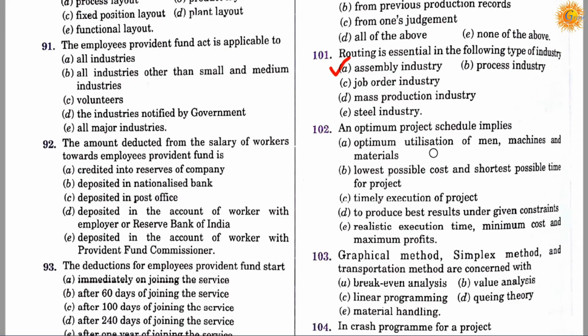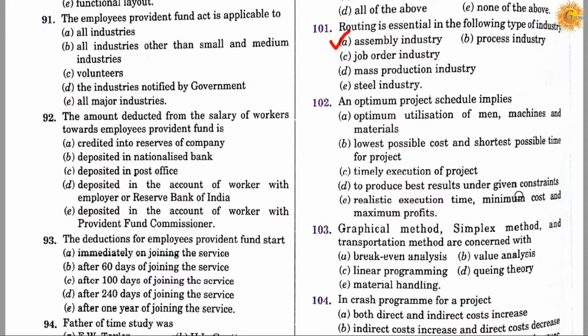Question number 102. An optimum project schedule implies option A, optimum utilization of men, machines and materials. Option B, lowest possible cost and shortest possible time for project. Option C is a timely execution of project. Option D is a produce based result under given constraints, and option E is a realistic execution time and minimum cost and maximum profits. So correct answer is B. It means an optimum project schedule implies lowest possible cost and shortest possible time for project.